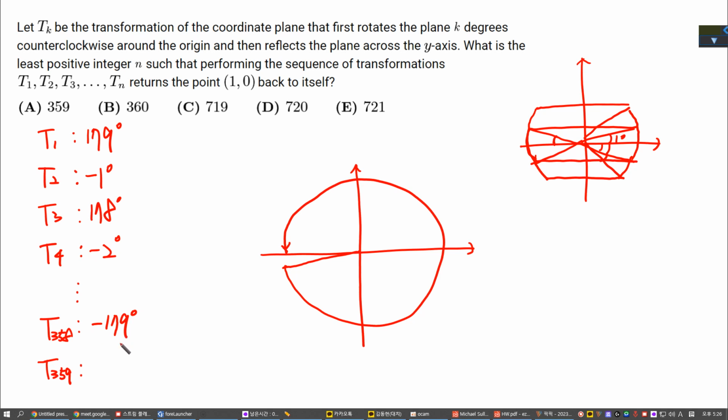Adding 359 degrees means, and then reflect this point across the y-axis. So now it's going back to the original point (1, 0). So the first transformation going back to the original is 359.